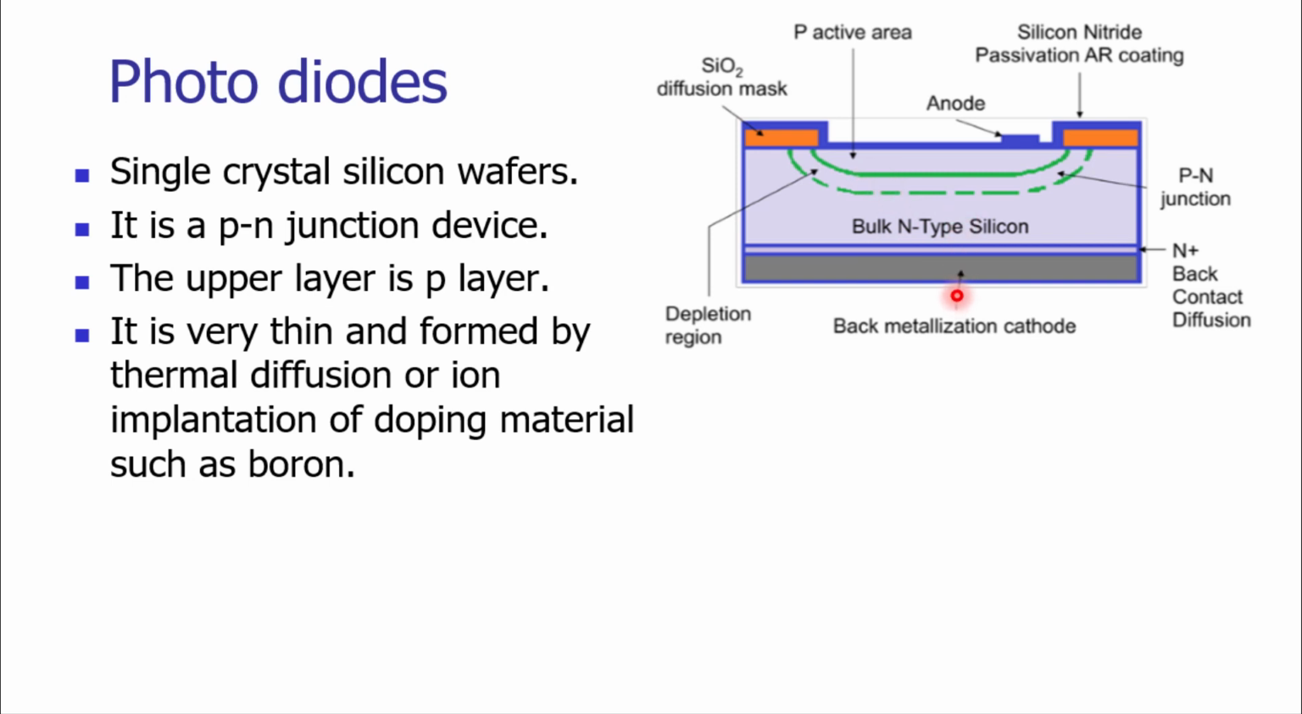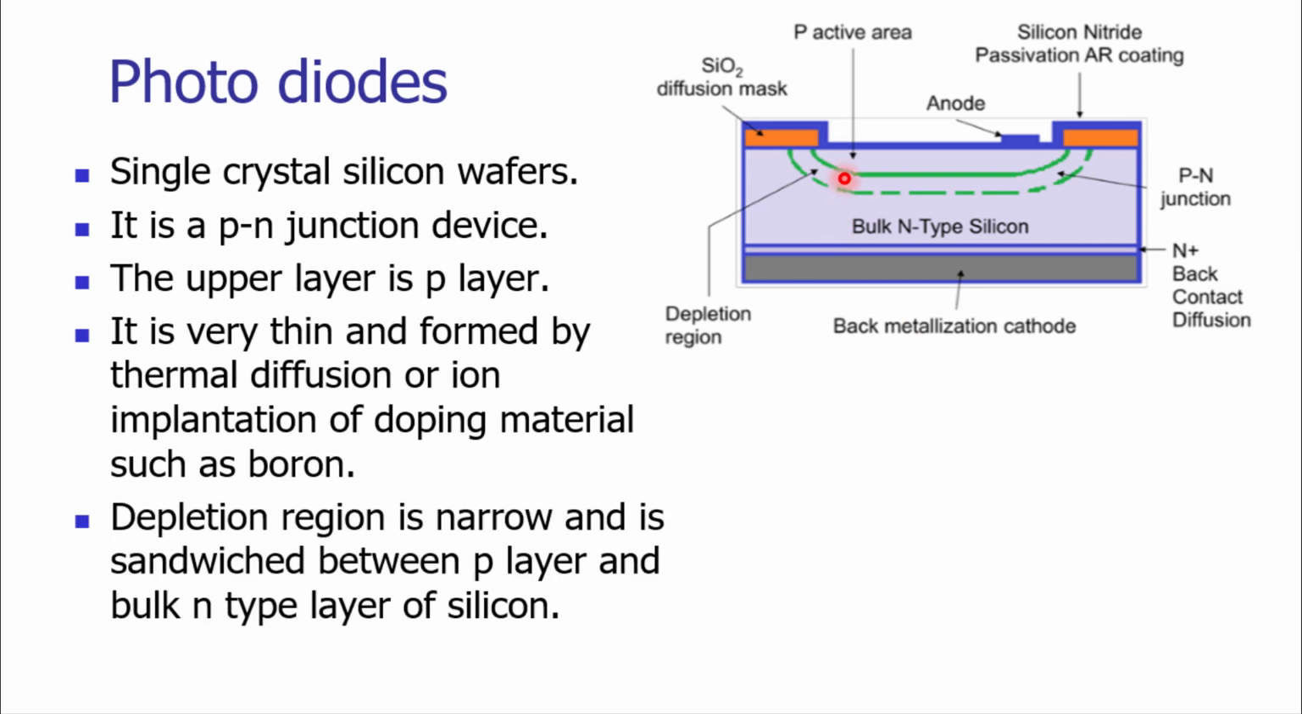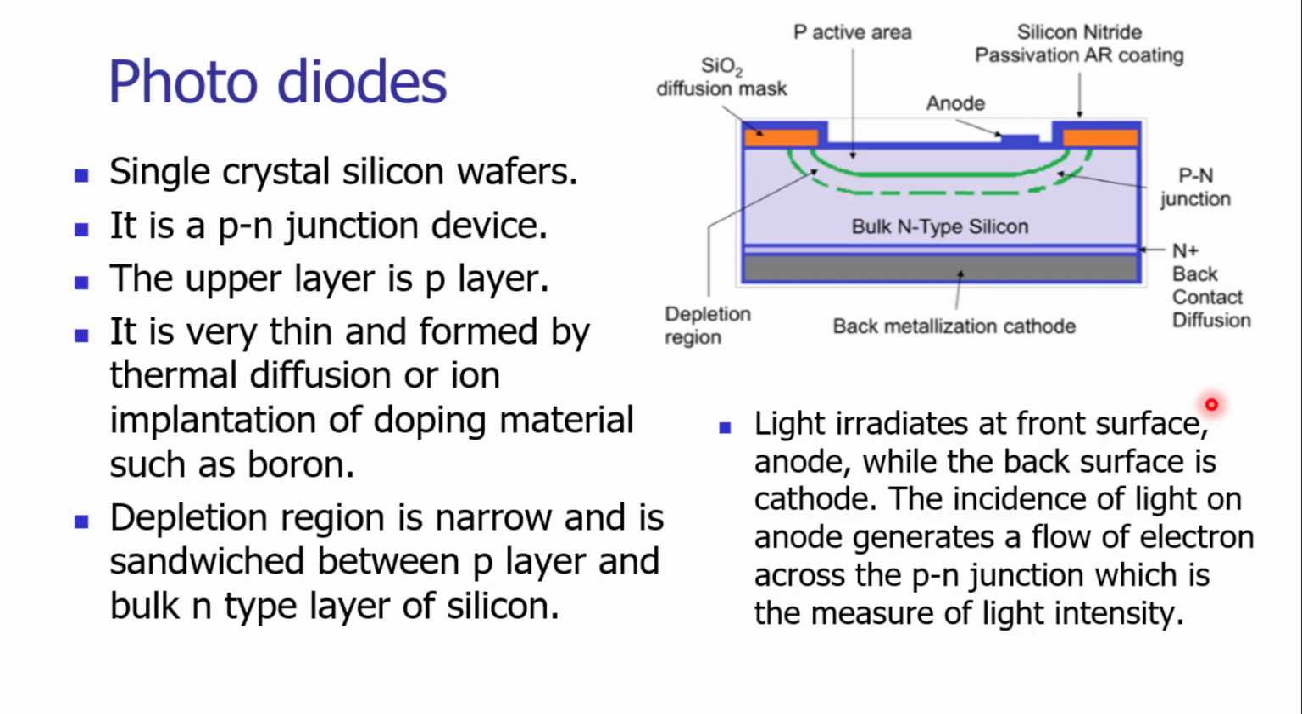The bottom layer, that is the N layer, is bulkier, and the junction of the P and N layers is called the PN junction. It is also called the depletion region. The depletion region is narrow and it gets sandwiched between the P layer and the N layer. The principle of operation of the photodiode is very simple. When light is incident on the anode surface, there is generation of electric current.